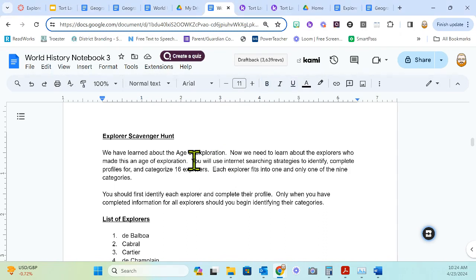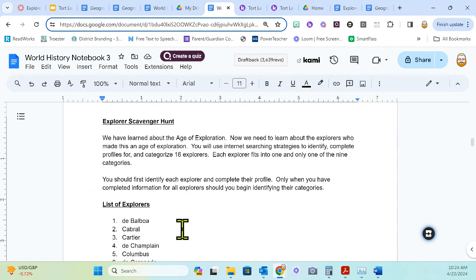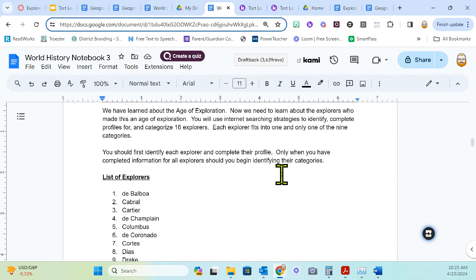Whichever source you use, you are going to be completing in your notebook profiles for 16 explorers. You are also going to categorize them. It's not a perfect way, but it helps us group together some explorers based on important things they had in common. Some explorers are in a category all by themselves, but still it can give us a shorthand for some students. It helps them remember a little bit about who an explorer was and what they did.